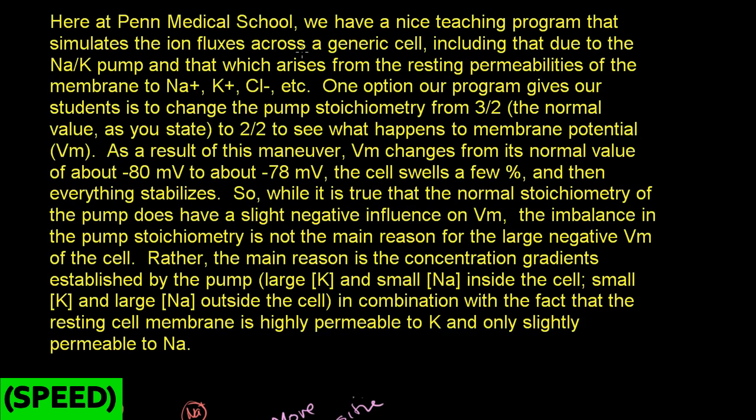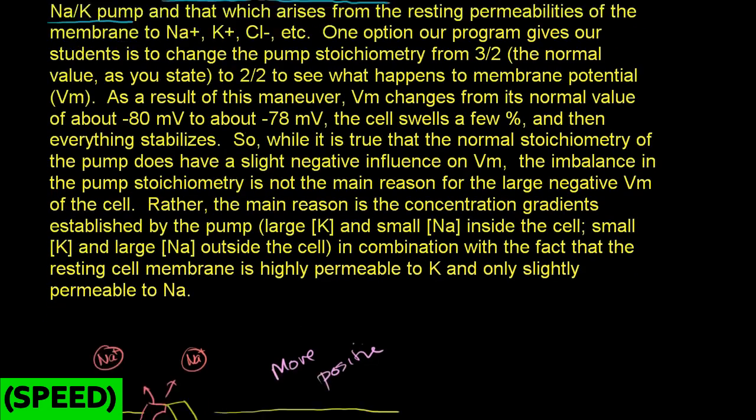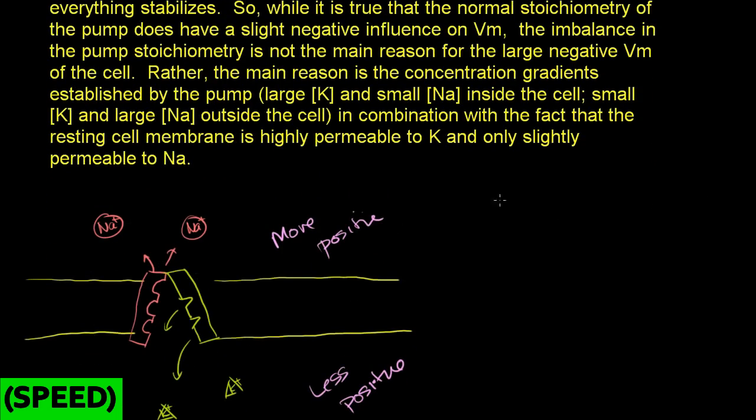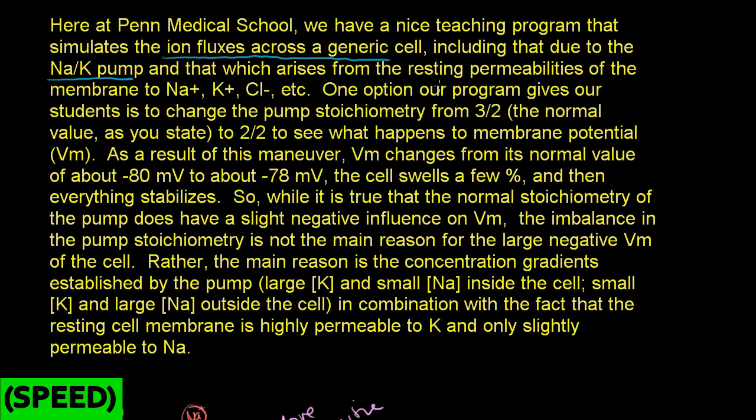He says, here at Penn Medical School, we have a nice teaching program that simulates the ion fluxes across a generic cell. So the ion flux is just the movement of the ions across the membrane, including that due to the sodium potassium pump, and that which arises from the resting permeabilities of the membrane. So the resting permeabilities is how easy it is for these ions to go through the membrane. We'll talk more about that in a second. And the resting permeabilities of the membrane to sodium, potassium, chloride, etc. One option our program gives students is to change the pump stoichiometry from 3 to 2. So when he's talking about pump stoichiometry from 3 to 2, he's just talking about changing the ratio.